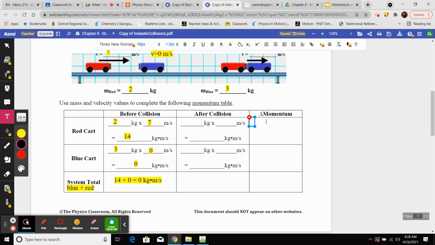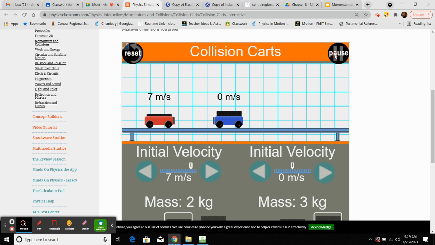Okay, so while you guys are writing that down, I'm going to write just the P after minus P before. Normally we would say final minus initial, but because they're using before and after here, that's what I decided to go with. And now you need to run the simulation to find out what the new velocity of these objects is going to be. So let's hit the start button.